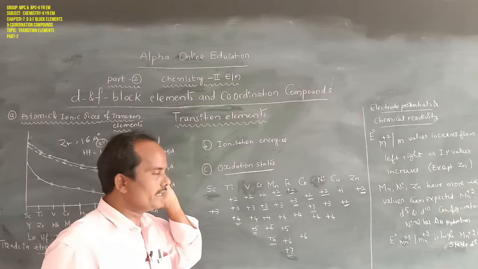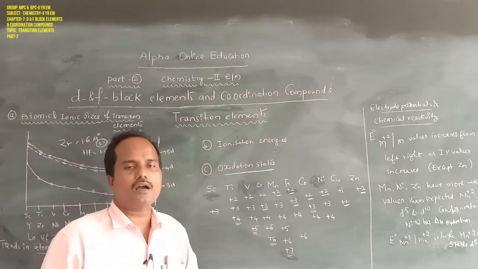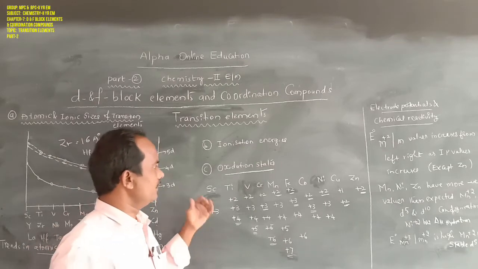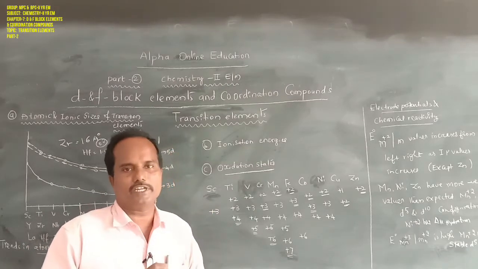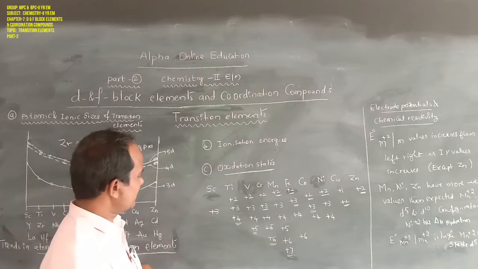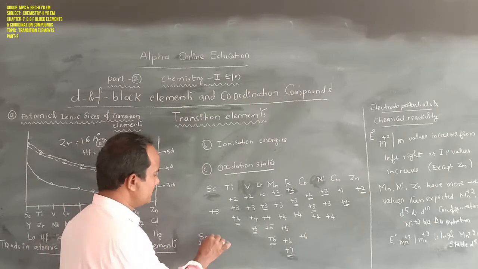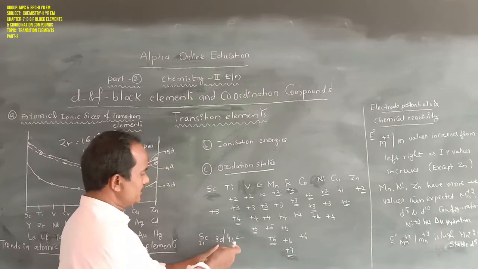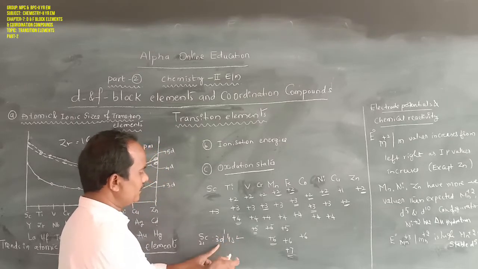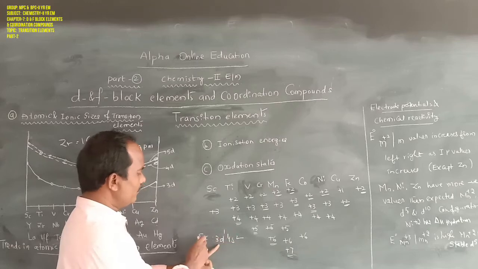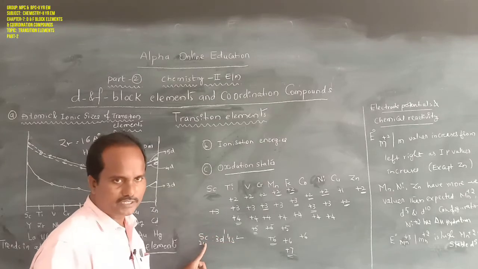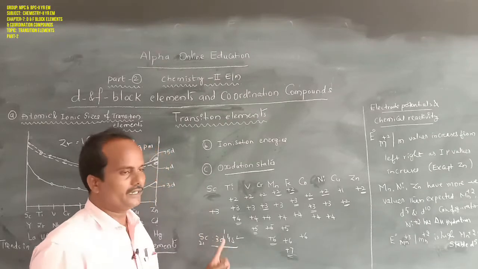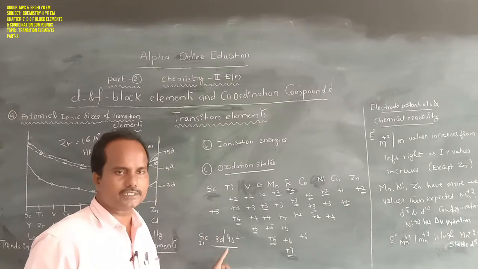Then, what is the reason behind the variable oxidation states of transition elements? We already discussed the electron configuration. Scandium is 21, that is 3d1 4s2. These are 3 electrons. When the 3 electrons are removed, it exhibits the +3 oxidation state. As a result, it gets an inert gas electron configuration, that is argon.